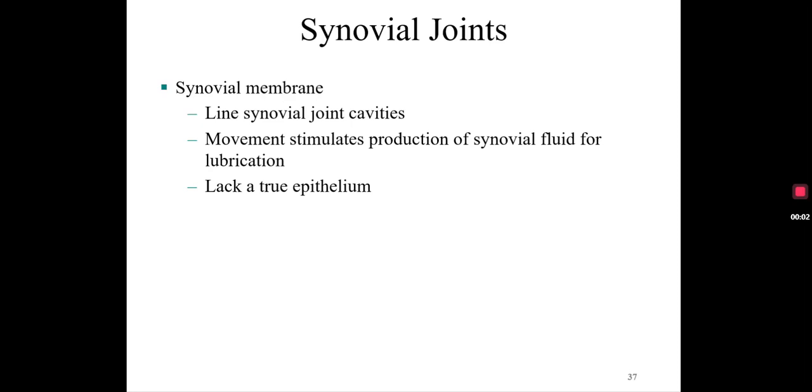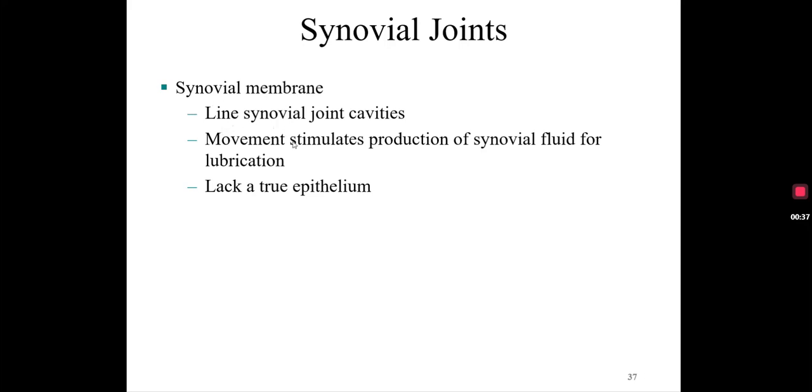In this lesson, we'll continue our discussion of arthrology by taking a look at synovial joints. In a previous lesson, we had discussed that there are three types of joints. There are fibrous joints, there are cartilaginous joints, and in this lesson, we're going to take a look at synovial joints. Now, synovial joints actually have a space between the two bones, and the capsule that surrounds the joint is lined by a membrane known as the synovial membrane. So these line the synovial joint cavities.